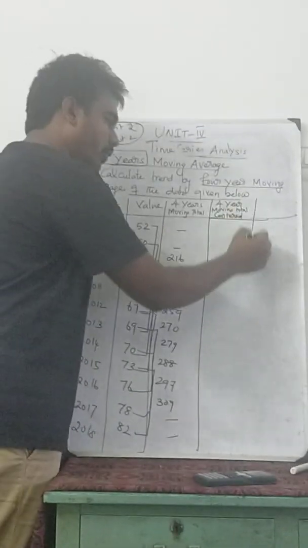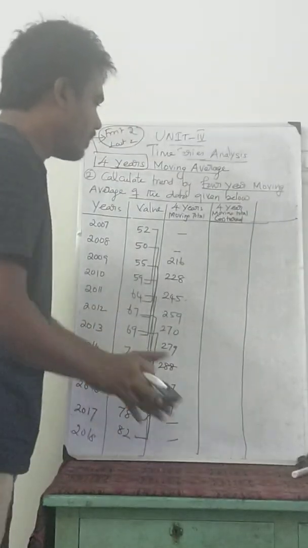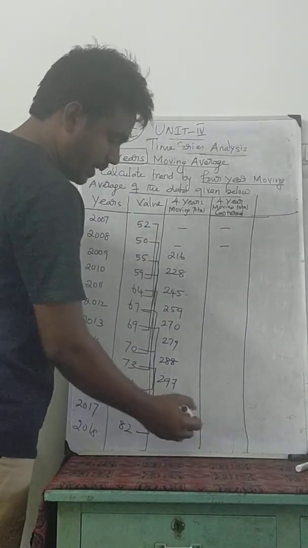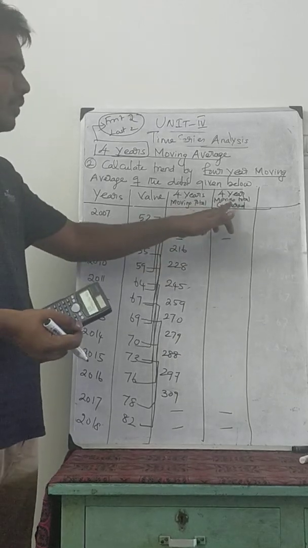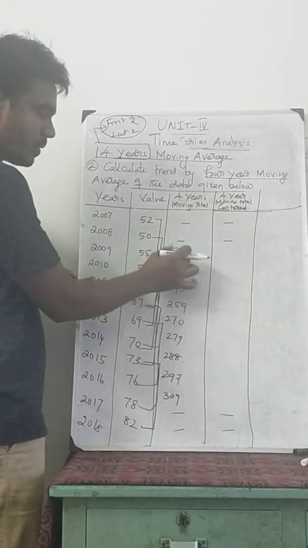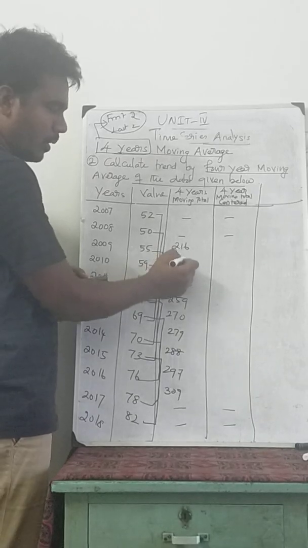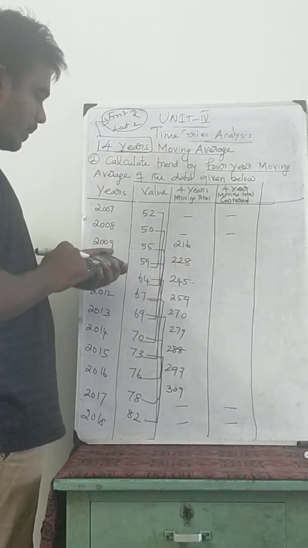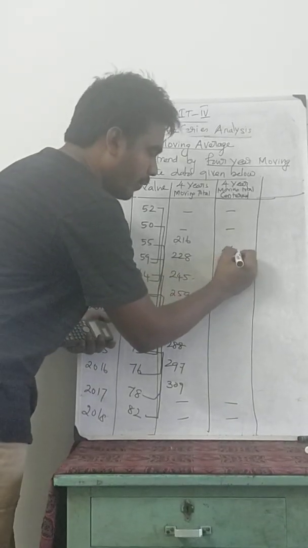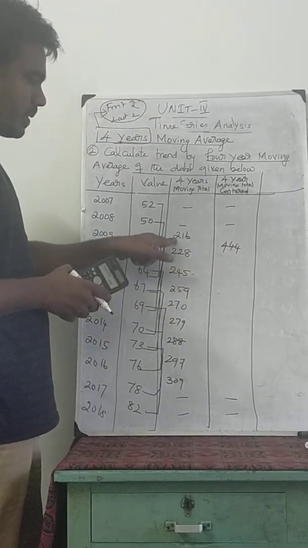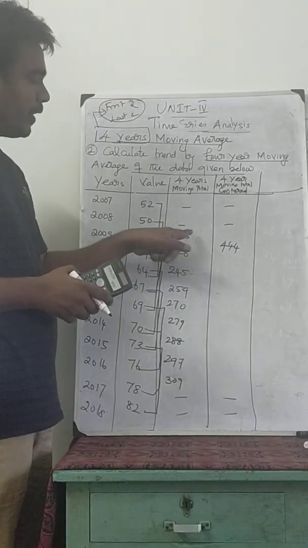Okay, now the fourth column, first again you have to put here nil. So now how we are going to use this column, the 4 years moving total to be centered. So this total 216 and 228, 216 plus 228. What is the total? 444. You have to write it in between the first and second. You have to place the value in between the first and second. 216 plus 228 will be 444. That you have to write in between these values.